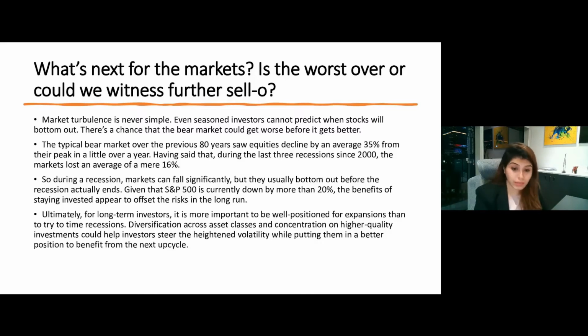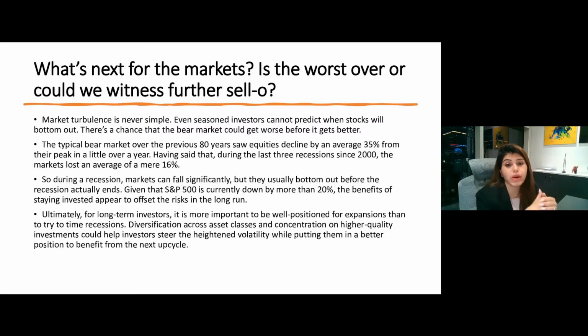Now, does this mean the worst is over for markets, or will we see some more downfall? Well, nobody can exactly predict if there is further downfall left or not. From the looks of it, we may see some more correction before the markets actually bottom out. But like I said, nobody can exactly predict where the bottom would be, or probably markets have already witnessed the max sell off. Having said that, the worst seems to be discounted so far.